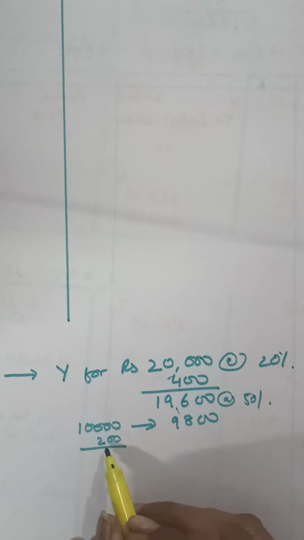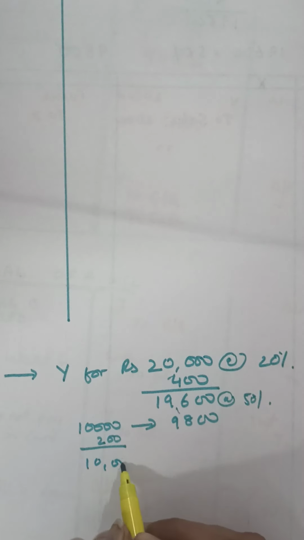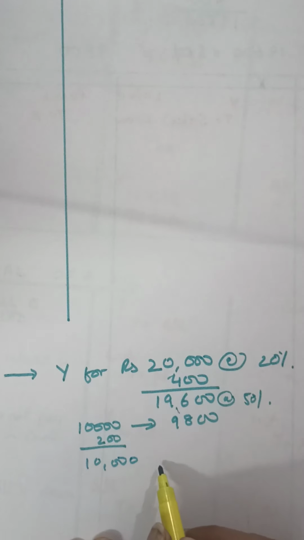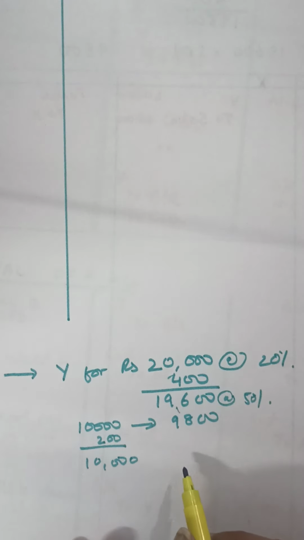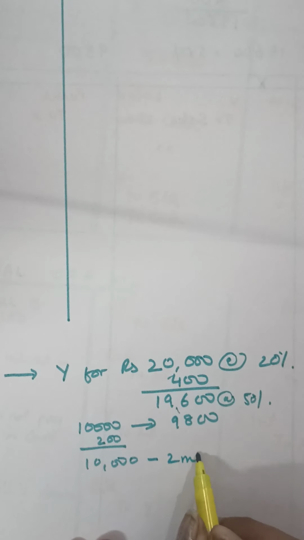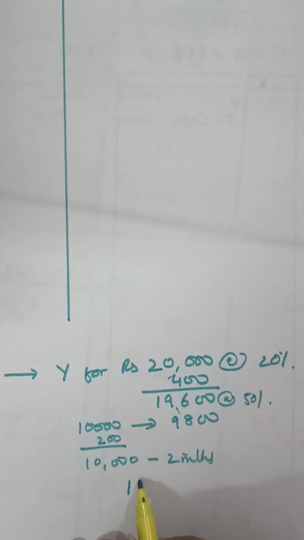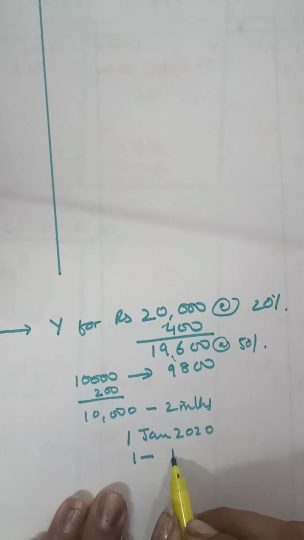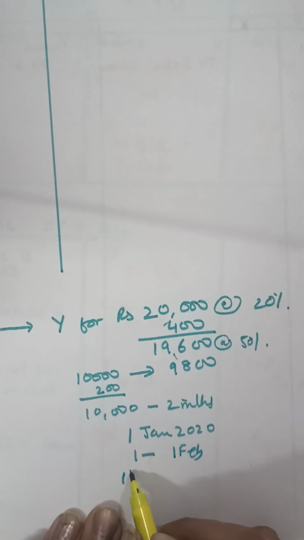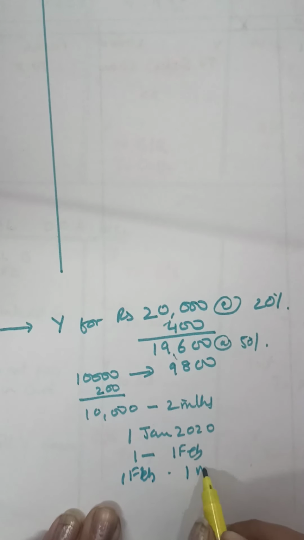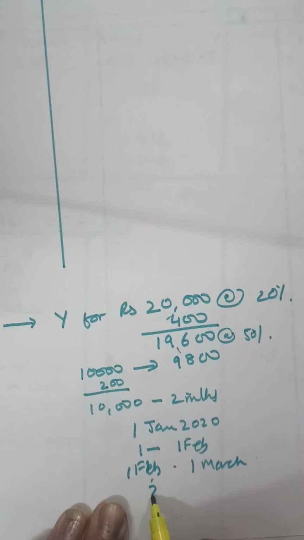And for the balance, for the next 10,000, he drew another bill. A bill has been drawn for the remaining 10,000, for 2 months, which is paid on the due date. So we will have to calculate the due date. The bill is written on 1st Jan 2020, and it is written for 2 months, means 1st Jan to 1st Feb, 1st Feb to 1st March. 3 days of grace. 2nd, 3rd and 4th March will be the due date.